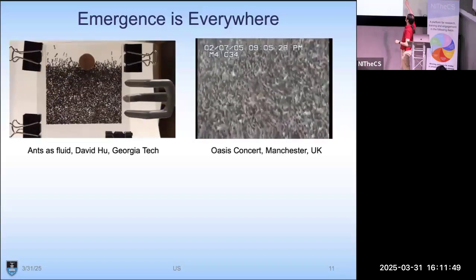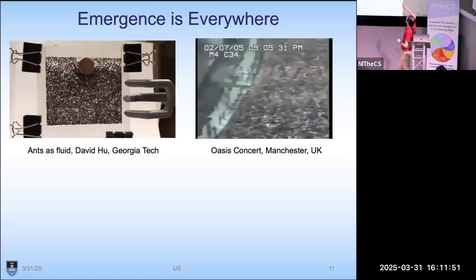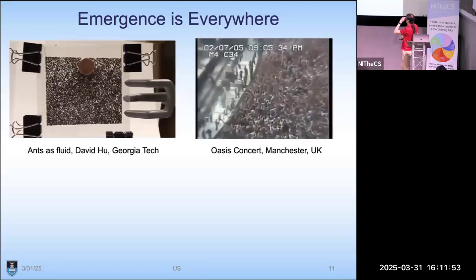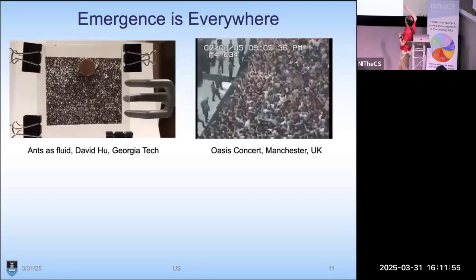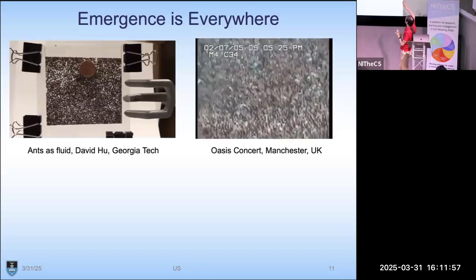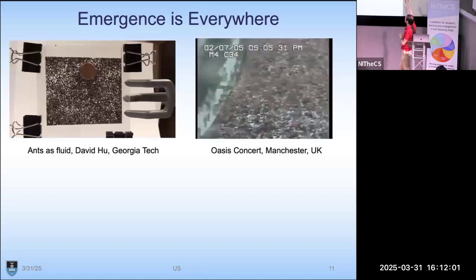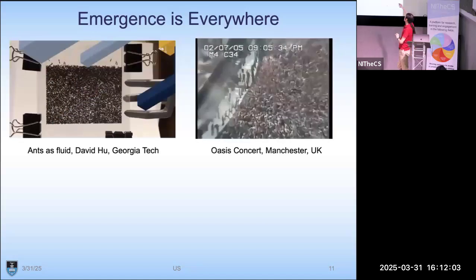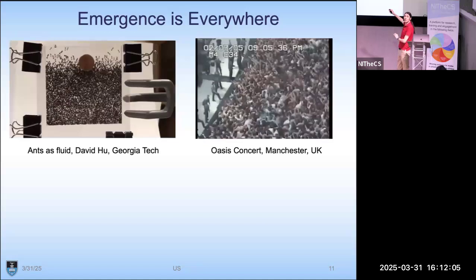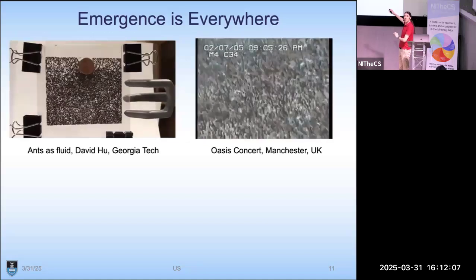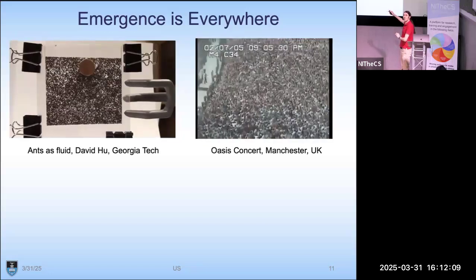And over here we have, in principle, a video from an Oasis concert in Manchester in the UK. And what I would hope that you see, it's very difficult to see in this choppy video, I apologize, is that there's actually a wave which is propagating through the medium of human beings. And so you could ask, what is the speed of sound of humans?